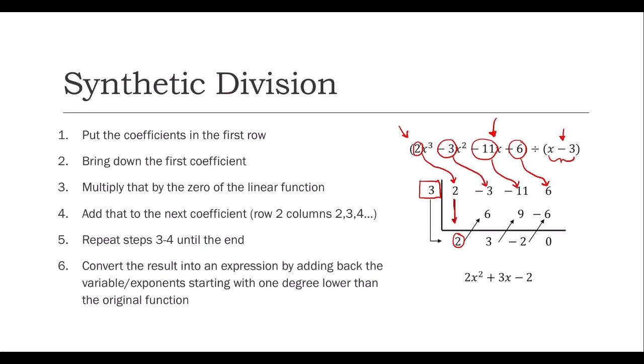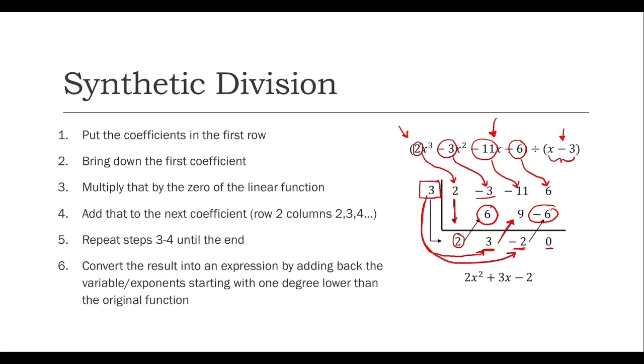So we'll do 3 times 2, which gives us 6. We'll add that to the next coefficient. Negative 3 plus 6 gives us positive 3. And then we'll do 3 times 3 to get 9. Negative 11 plus 9 is negative 2. Our 3 times negative 2 gives us a negative 6. 6 minus 6 is 0.